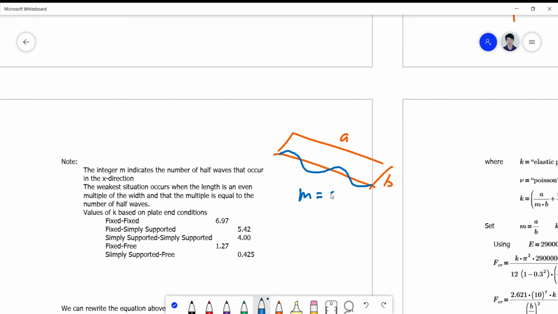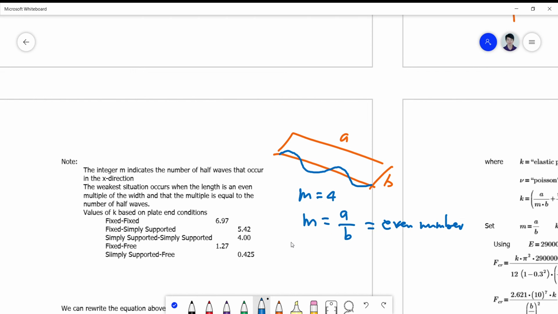M. Okay? So the weakest situation occurs when the length is an even multiple of the width, and that the multiple is equal to the number of half waves. Okay? So what is M? Okay, M is A over B. So when this is an even multiple or even number, then it is in the weakest.